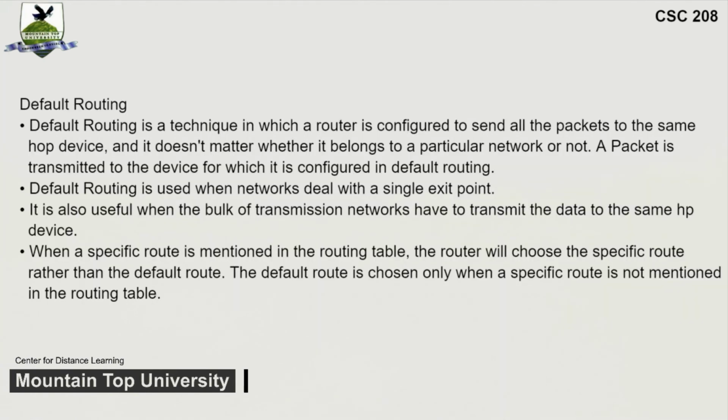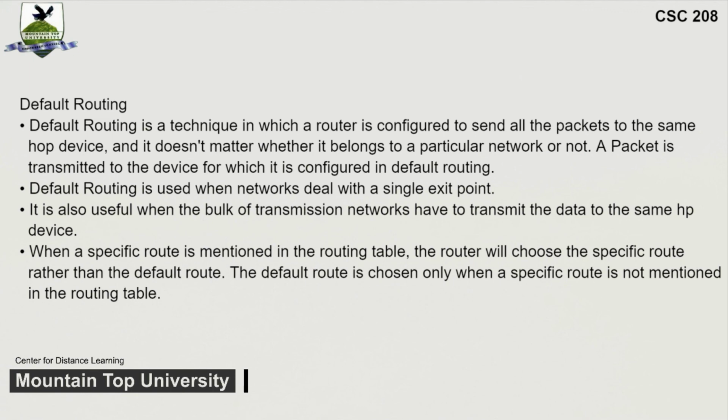Default routing. Default routing is a technique in which a router is configured to send all the packets to the same hop device, and it doesn't matter whether it belongs to a particular network or not. A packet is transmitted to the device for which it is configured in default routing. Default routing is used when networks deal with a single exit point. It is also useful when the bulk of transmission networks have to transmit the data to the same hop device.